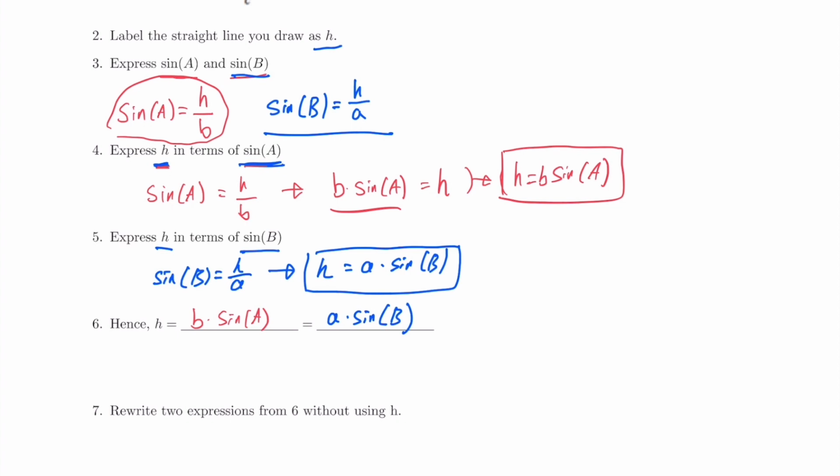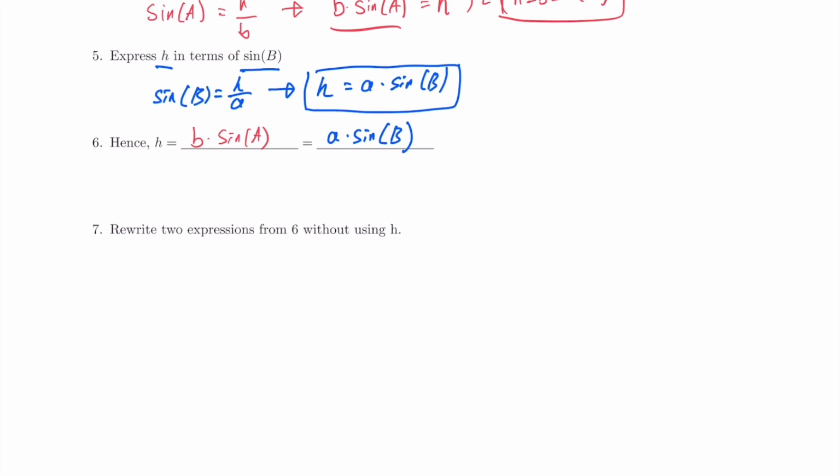Okay, so our last step to come to the conclusion of the law of sines: what does this tell us? Let's express this step from 6 without using H. Essentially this is telling us to just write these two, and we're going to simplify further. So we have so far concluded B times sine of angle A equals A times sine of B.